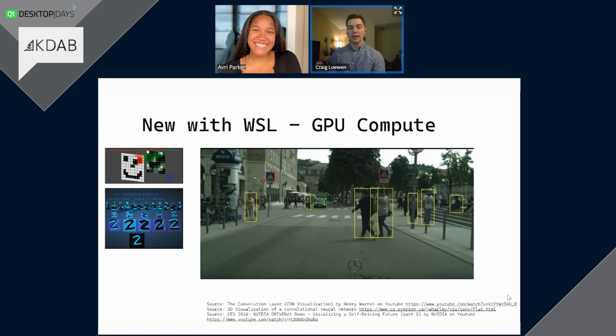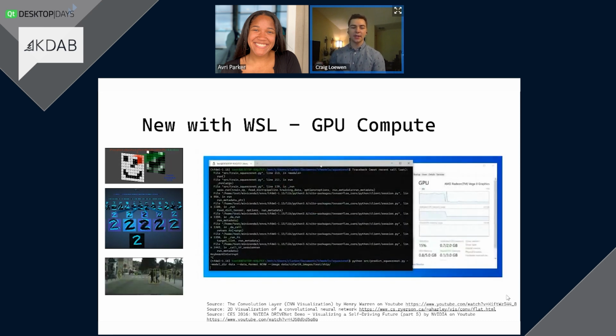And then on the right is bringing it all together to a really stellar example, which is self-driving cars. So you can see an example from NVIDIA's DriveNet demo where they show a machine learning model that can identify from just an image people, road signs, and cars. So this is a really cool example of what you could actually use it for. And Avri, if you hit the next slide, we can actually see it running inside of WSL.